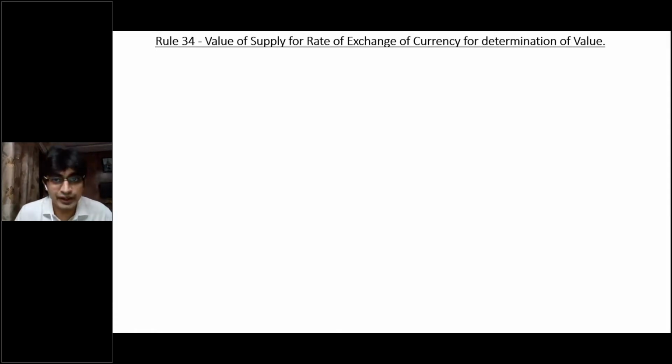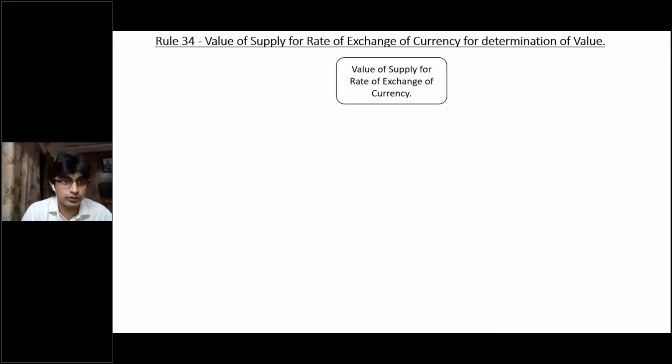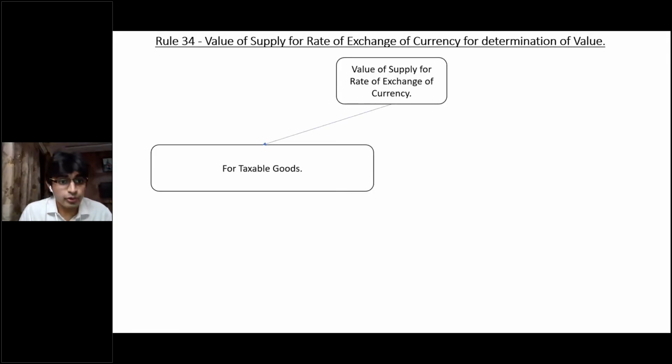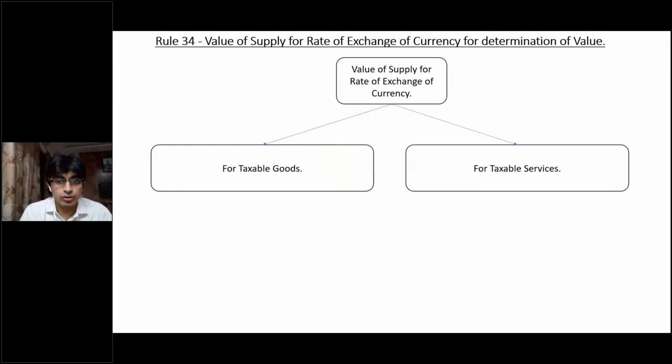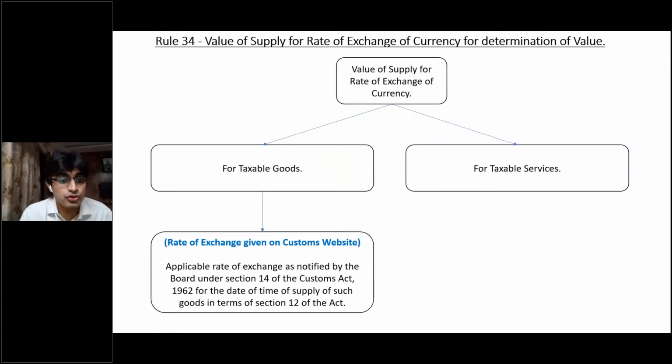Value of supply for rate of exchange of currency for determination of value. Like I've exported goods. Okay, goods मैंने export किए. So at what value I'm required to record or on what value I'm required to show it in my GST returns that I'm going to disclose. चलो, first. Suppose I am exporting goods. तो मुझे कौन से value पे GST returns में दिखाना है? INR में दिखाना होगा. So on what value? First, for goods, I have to show the rate of exchange of custom CBEC website पे दिया है ना, that value मुझे GST returns में दिखाना.